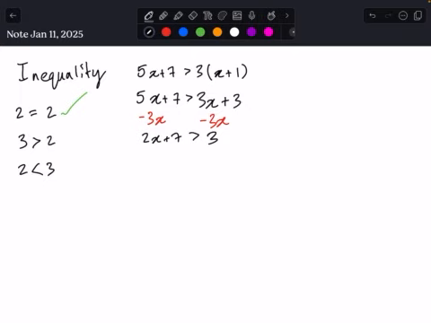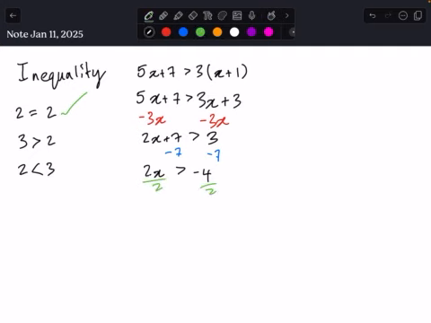And again, we want to collect like terms, so we're going to want to take away 7 from both sides. So then we have 2x, positive 7 minus 7 is just 0, which is greater than 3 minus 7 is negative 4. And so the final thing when we're solving for a variable is we want to divide by the coefficient in front of the variable. Since it's a 2, we're going to divide by 2 on both sides.